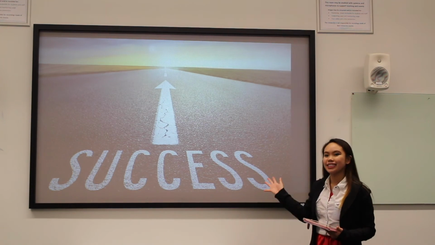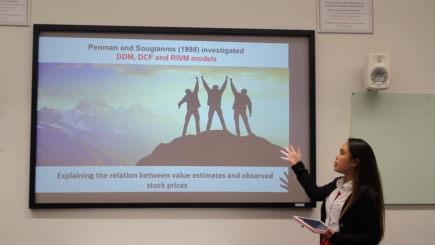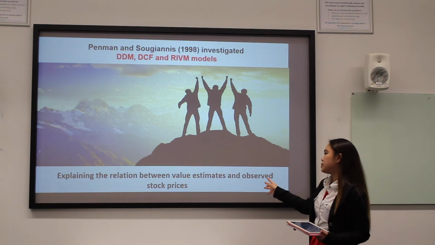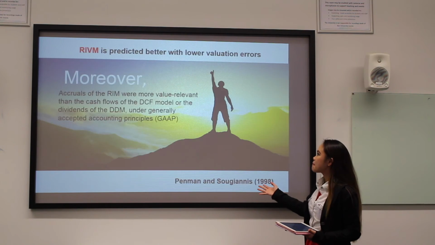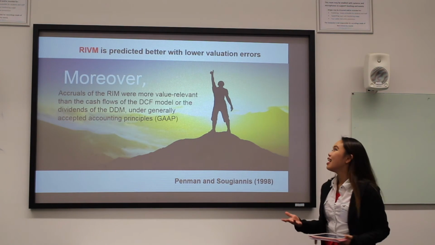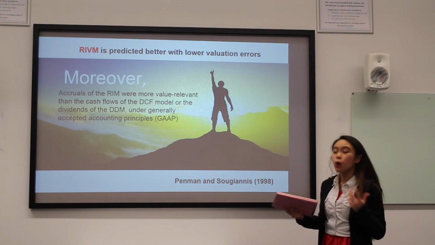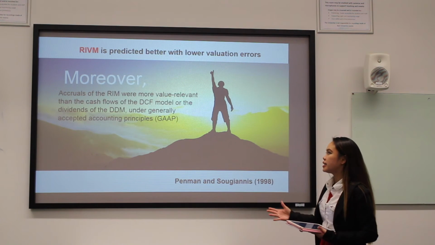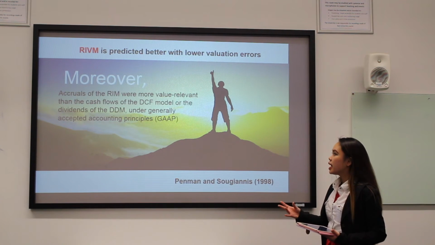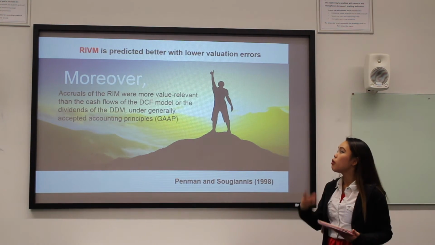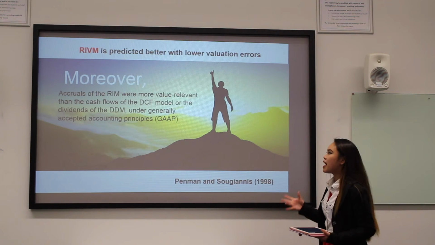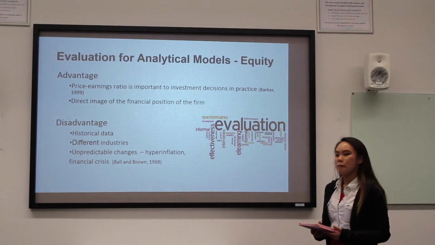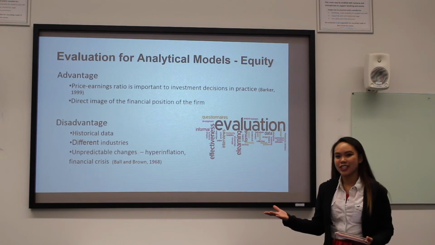So to evaluate the success of these models, Penman and Sougiannis in 1998 explained through value estimates and observed stock prices. So RIVM predicted better with lower valuation errors. So in conclusion to that, RIVM is the best, and moreover, accruals are more value relevant than cash flows of DCF and DDM, and also accepted under GAAP. And now I'll pass on to Sarah for the evaluation of our models.